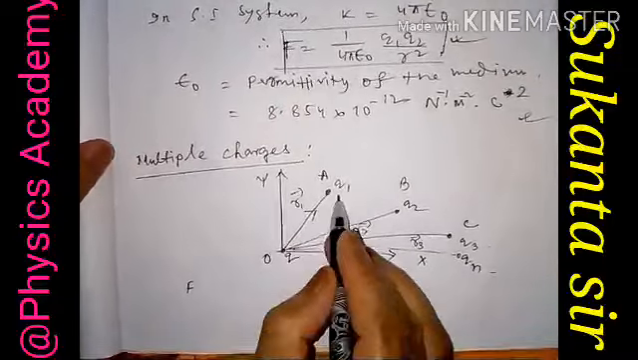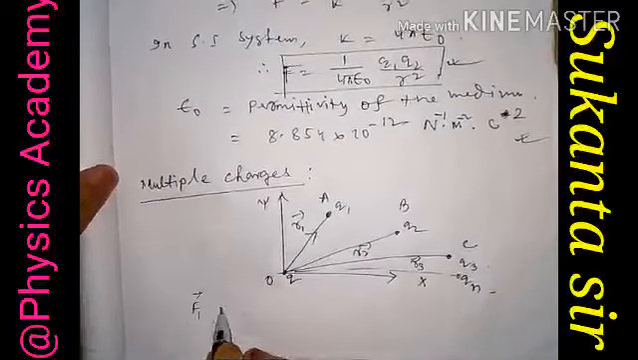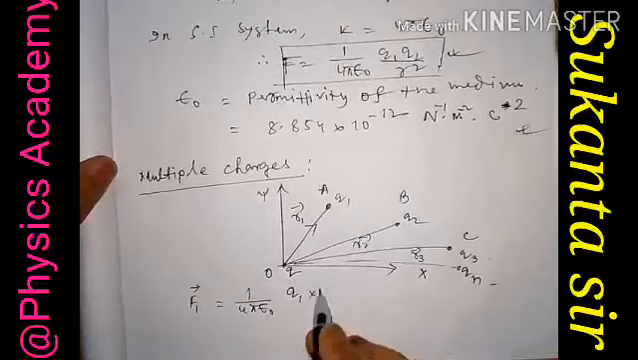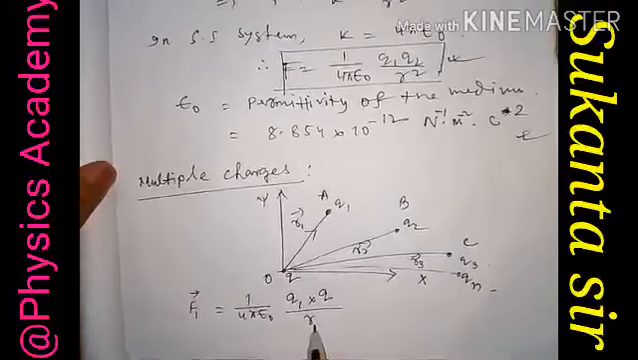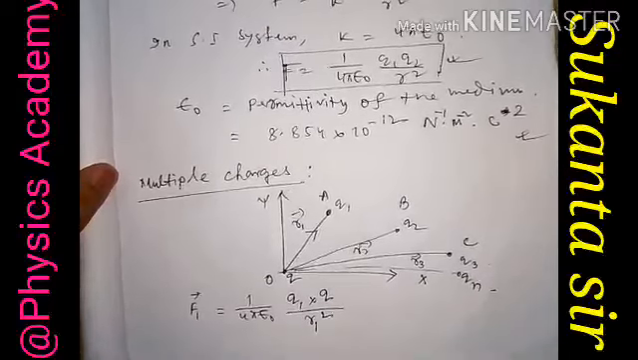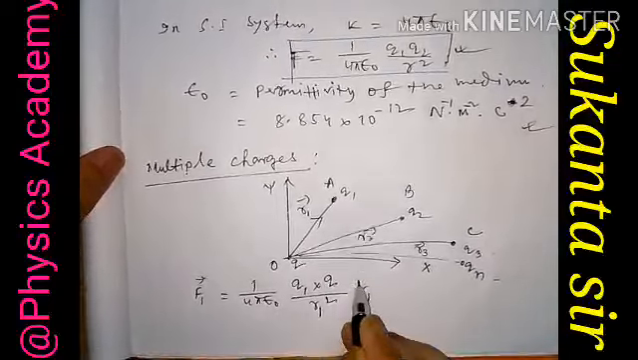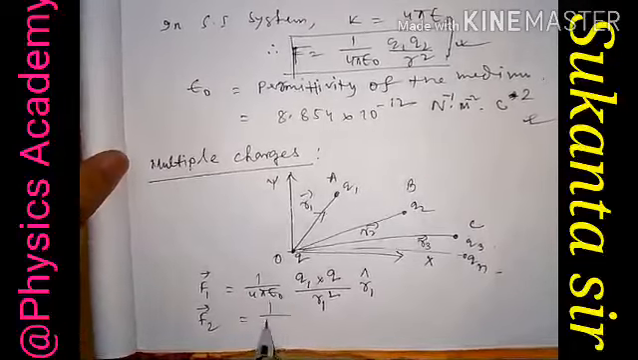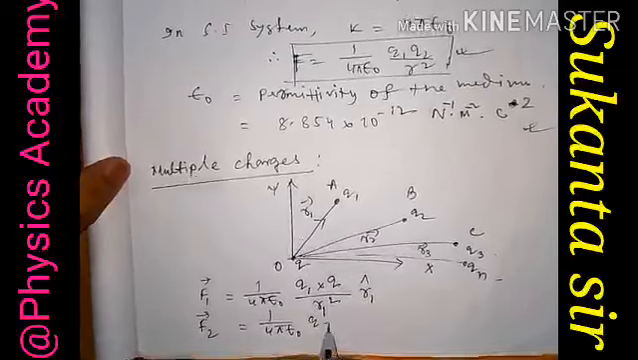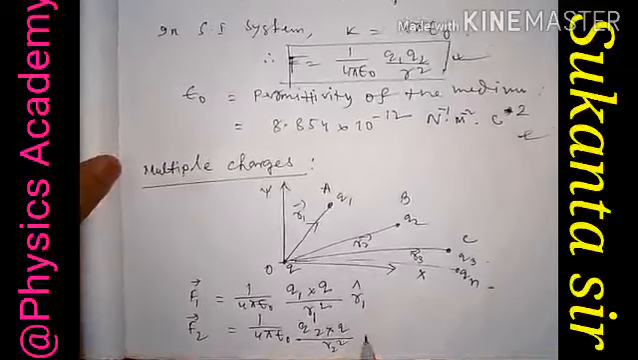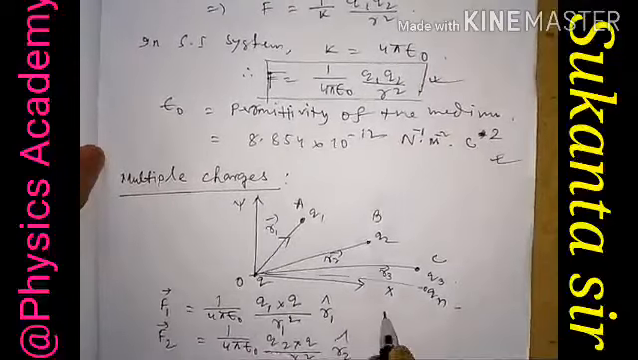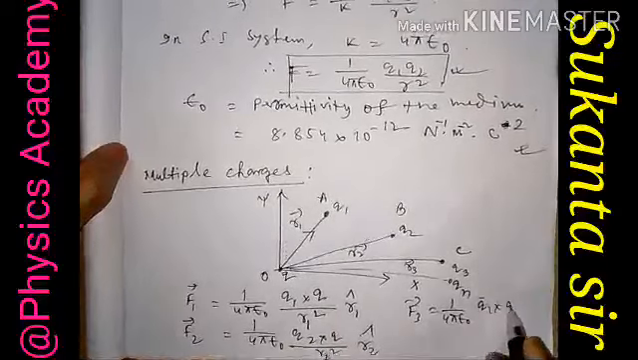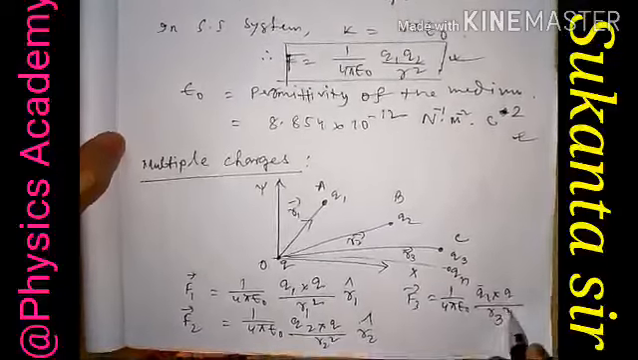In the first case, f1 vector equal to 1 by 4 pi epsilon naught, q1 into q divided by r1 square into r1 cap. Second case, f2 vector equal to 1 by 4 pi epsilon 0, q2 into q by r2 square into r2 cap. f3 vector equal to 1 by 4 pi epsilon naught, q3 into q by r3 square into r3 cap.